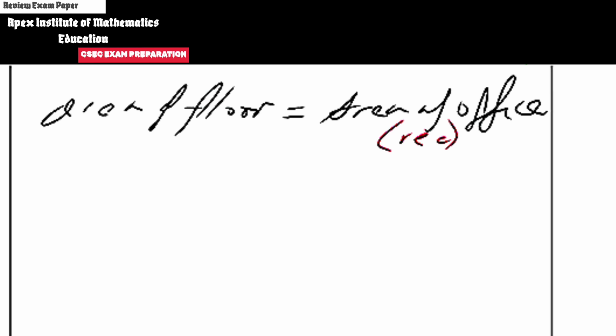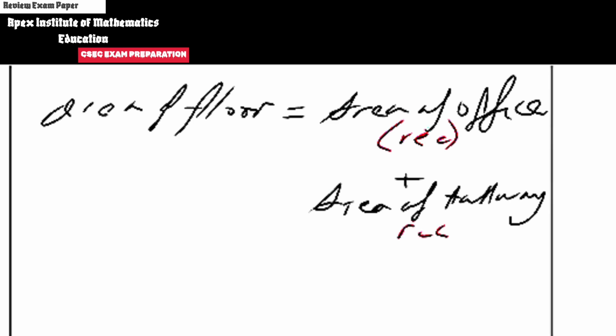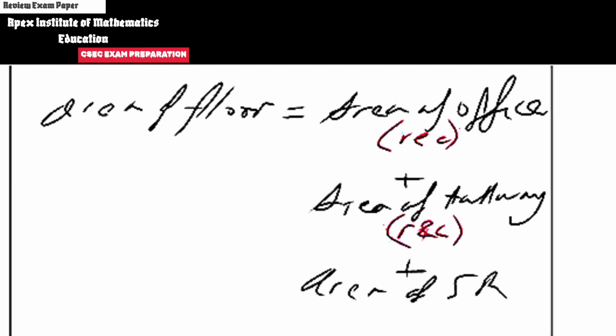And then area of floor is going to be equal to area of office plus area of hallway, which is also a rectangle, which you're going to see in a second. And we're going to add that then to the area of the storeroom. So area of storeroom, SR, storeroom. And that also is a rectangle as well. So that's how you have to break up the question, ladies and gentlemen.